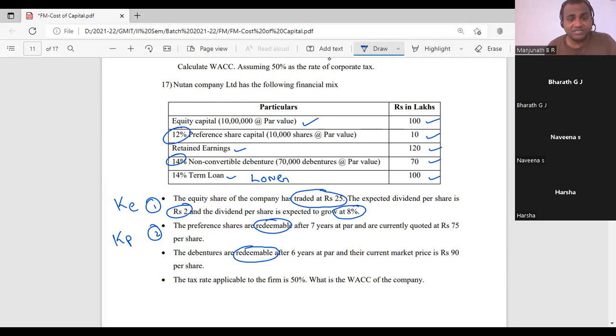The tax rate applicable is 50%. Now they are asking us, what is the WACC of the company? This is what we will be solving together. First of all, we need to calculate the cost of equity, cost of preference share capital, and then cost of debenture. Then we shall proceed with the WACC calculation, right? I believe you are all set.